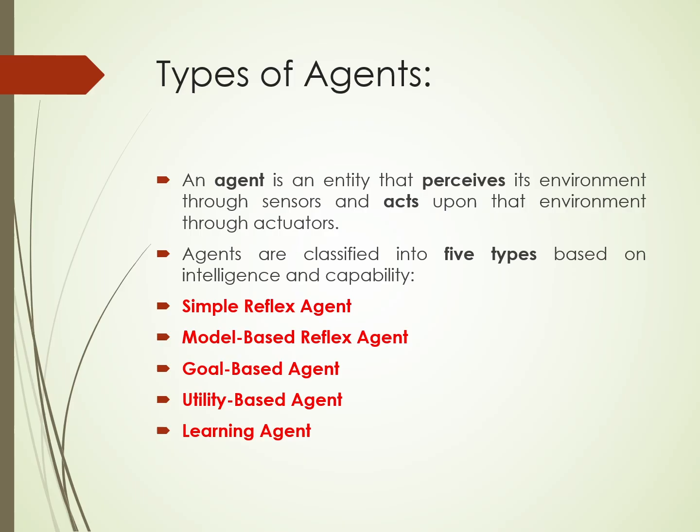An agent is an entity that perceives its environment through sensors and acts upon that environment through actuators. Agents are classified into five types: simple reflex agent, model-based reflex agent, goal-based agent, utility-based agent, and learning agent.